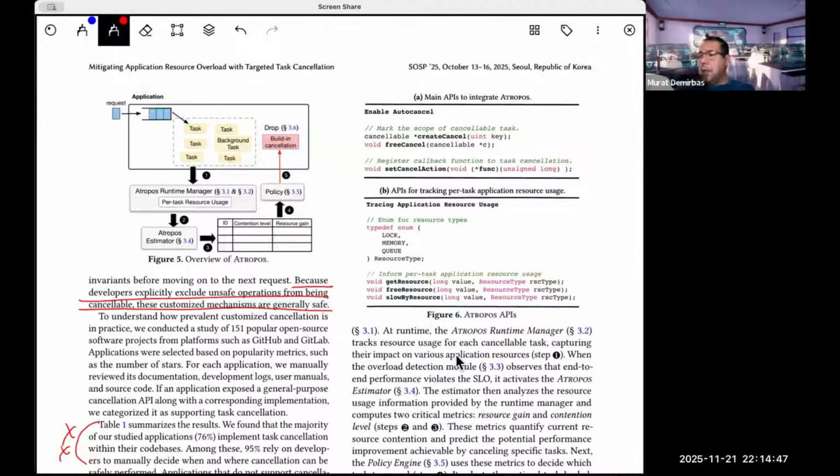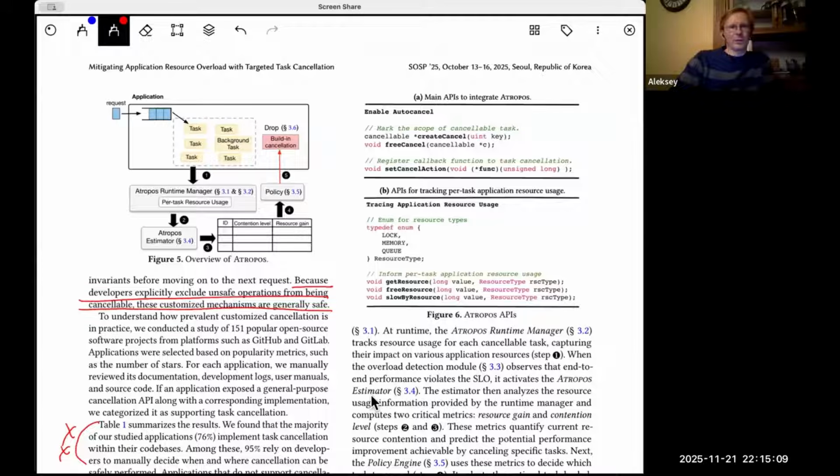Let's see if they talk about it. At runtime, the Atropos runtime manager (3.2) tracks resource use for each cancelable task. When the overload detection module observes that end-to-end performance violates the SLO, it activates the Atropos estimator. The estimator then analyzes the resource usage information provided by the runtime manager and computes two critical metrics: resource gain and contention level, steps 2 and 3. These metrics quantify current resource contention and predict the potential performance improvement achievable by canceling specific tasks. Next, the policy engine (3.5) uses these metrics to decide which tasks to cancel.